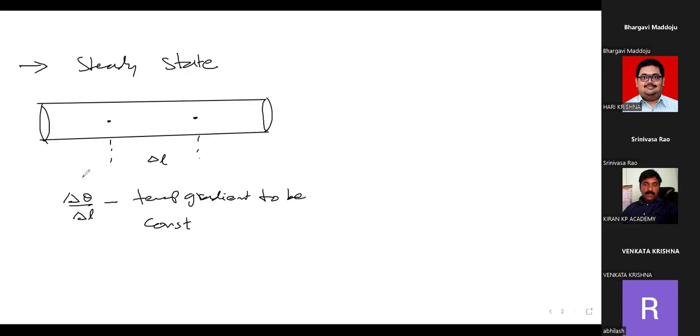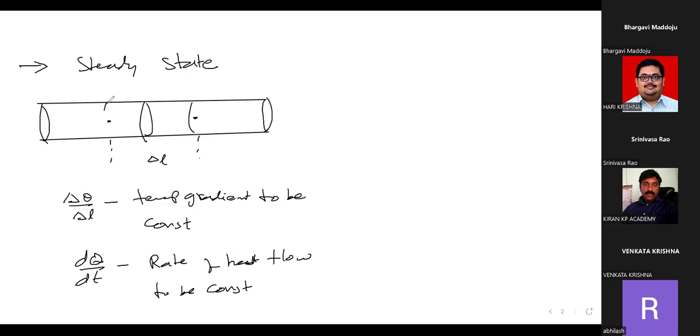And the next one is that the rate of heat flow, dQ by dt, should be constant through any cross-sectional area, at any place. Suppose we consider two points here and here. At every point the rate of heat flow should be the same. Then only we can say it is the steady state. And the temperature gradient should be constant.